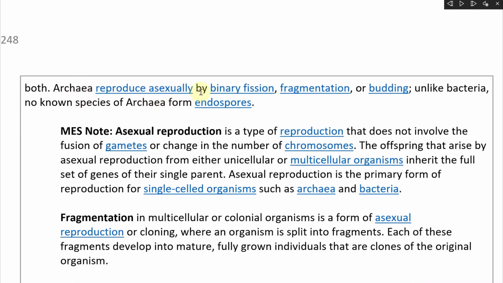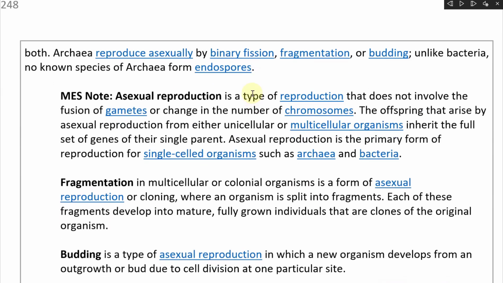So Archaea reproduce asexually by binary fission, fragmentation, or budding, and unlike bacteria, no known species of Archaea form endospores. All right, interesting. Let's continue further. So, a note: asexual reproduction is a type of reproduction that does not involve the fusion of gametes or change in the number of chromosomes. The offspring that arise from asexual reproduction from either unicellular or multicellular organisms inherit the full set of genes of their single parent. Asexual reproduction is the primary form of reproduction for single-celled organisms such as Archaea and bacteria.